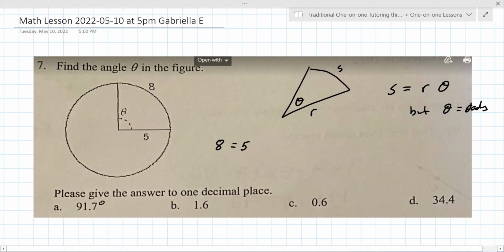So they actually don't even, well, I actually take that back. Maybe they're not. So your theta is 8 divided by 5, which is 1.6. So I guess it's that.